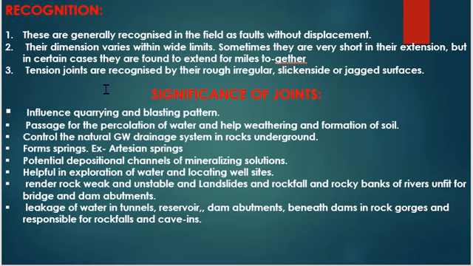Then we come to the significance or importance of joints. Mainly, joints influence quarrying and blasting patterns, and joint spacing determines the size and shape of the blocks to be obtained in a quarry. Mural and master joints help in quarrying intact cuboidal or rectangular dimension stones. Seat joints help in obtaining slabs. Closely spaced, criss-cross joints help in obtaining crushed stone for concrete aggregate, road metal, railroad ballasting and riprap.